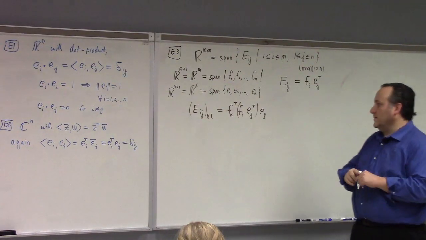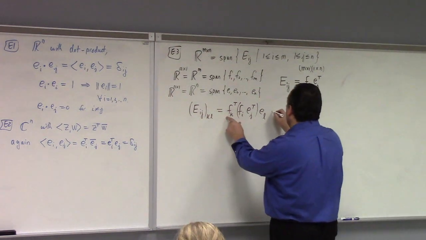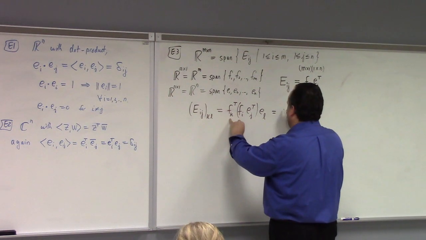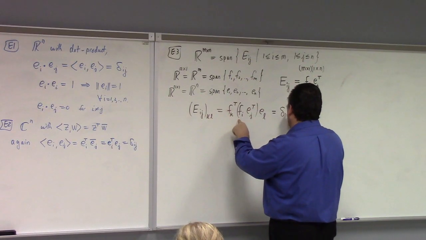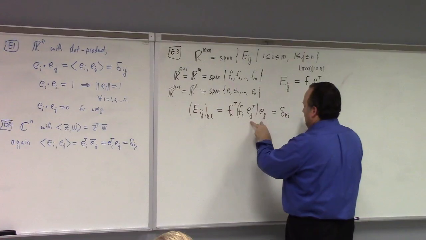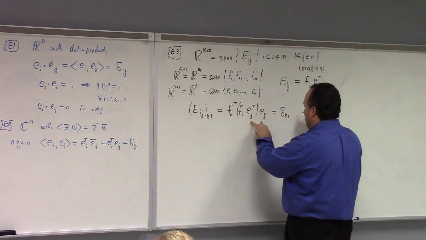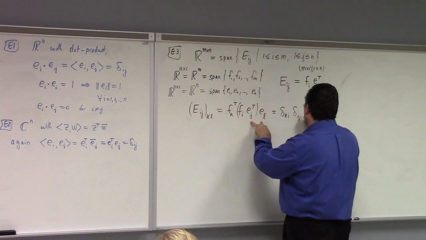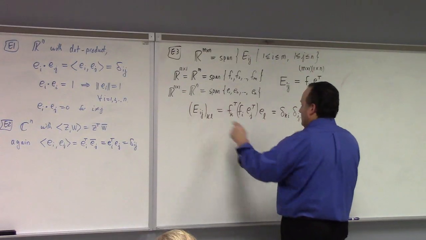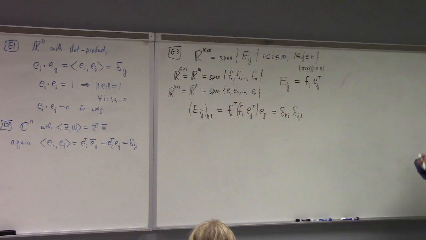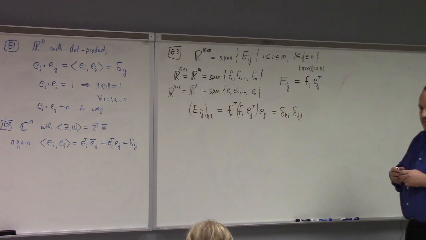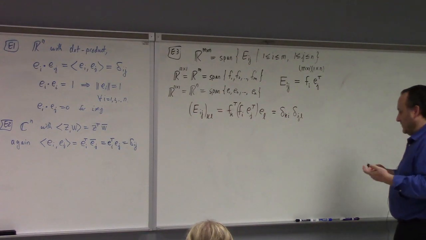But look, what is that? That's nothing more than the dot product of f_k and f_i, which gives me a Kronecker delta ki. And this is the dot product of e_j with e_l, which gives me a Kronecker delta jl. But that is exactly our definition of the matrix unit. Namely, it's the matrix which is 0 everywhere except for the ij-th component where you have 1. All right? So there you go. That's the matrix unit. Just a quick review.